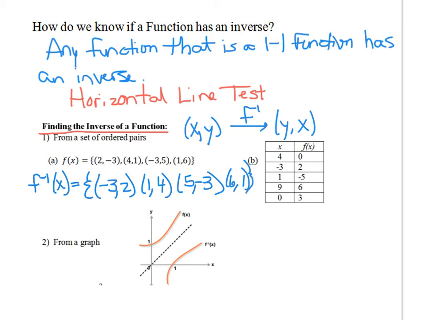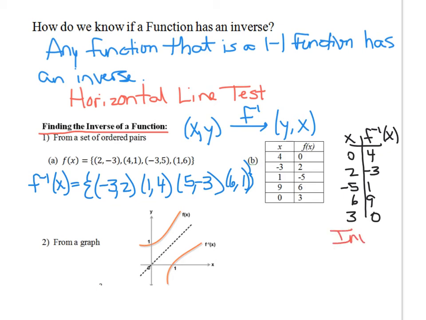If we're given our original function as a table of values, then we can write the inverse as a new table of values. I'm going to write it this way, where I have x and f inverse of x. Remember that we're just going to reverse the x and the y coordinates. So we're going to say 0, 4, 2, -3, -5, 1, 6, 9, and 3, 0. This is a table of values for our inverse function.